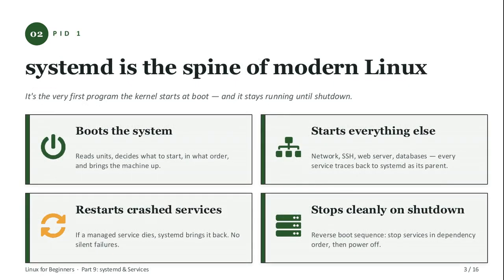So let's start with what systemd actually is. When the Linux kernel finishes loading, it hands control to exactly one program, systemd, and that's why we call it PID1, the very first process. From there, it does 4 big jobs. It boots the machine by reading its unit files in the right order. It launches everything else you care about: networking, SSH, your web server, your database. It quietly restarts services that crash, and when you power down, it stops everything cleanly in reverse. Boot, supervise, shut down. That's the spine.